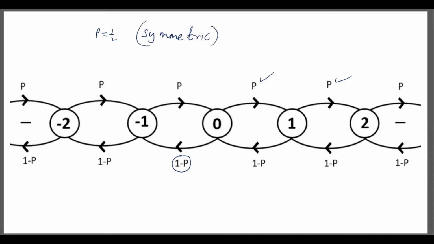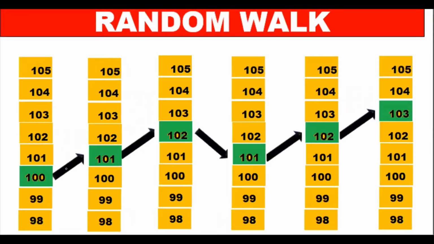That's all. This is called a state diagram. Now this is a random walk, and we have given the path. No two ways, one way we have given. Suppose you are at 100. What is the probability that you will be at 103 after 1, 2, 3, 4, 5 steps?